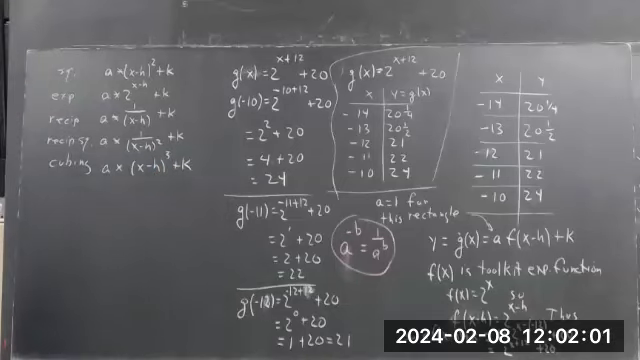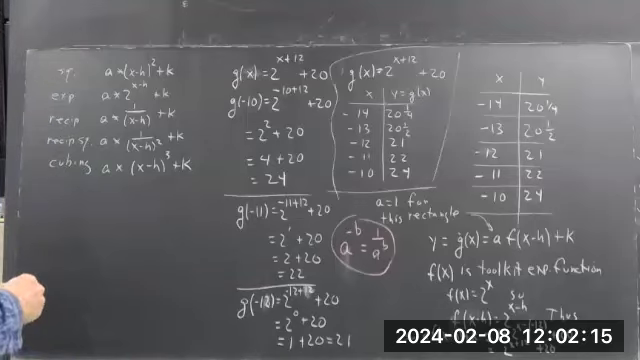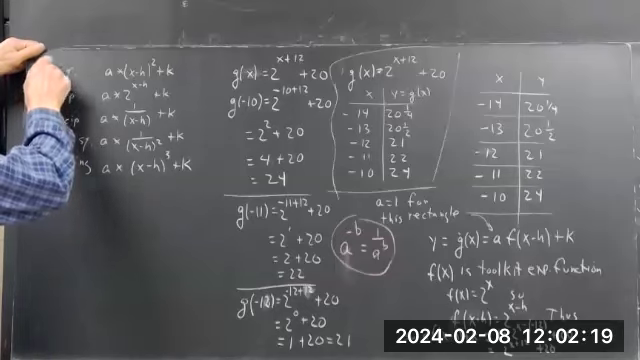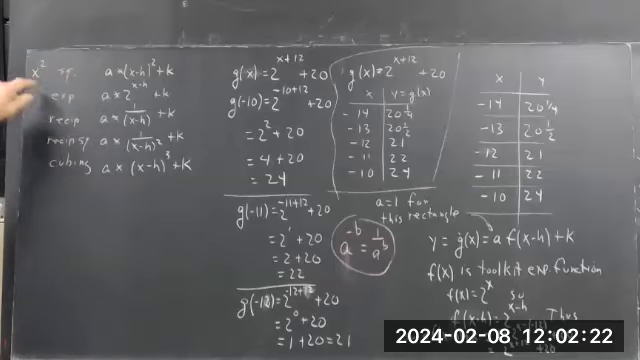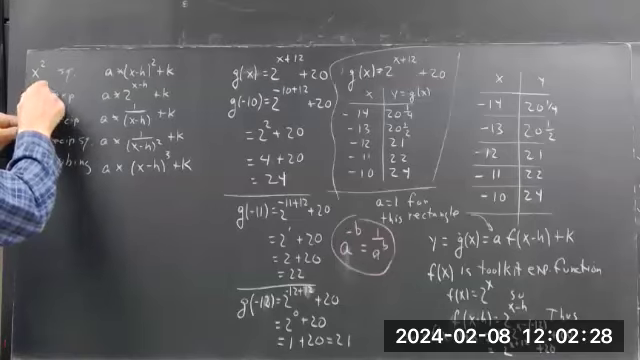There they are. You've got to memorize them, but it's easier to understand the pattern. This is the x squared function. This is the 2 to the x function.